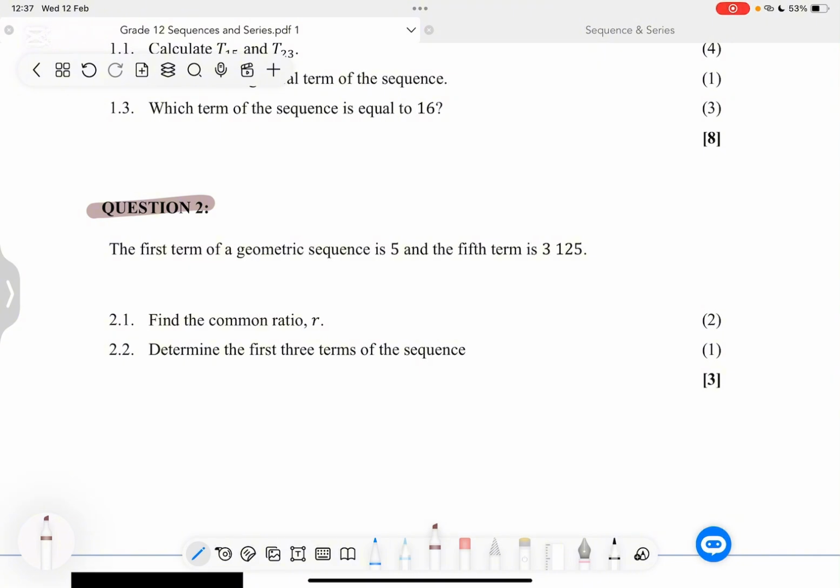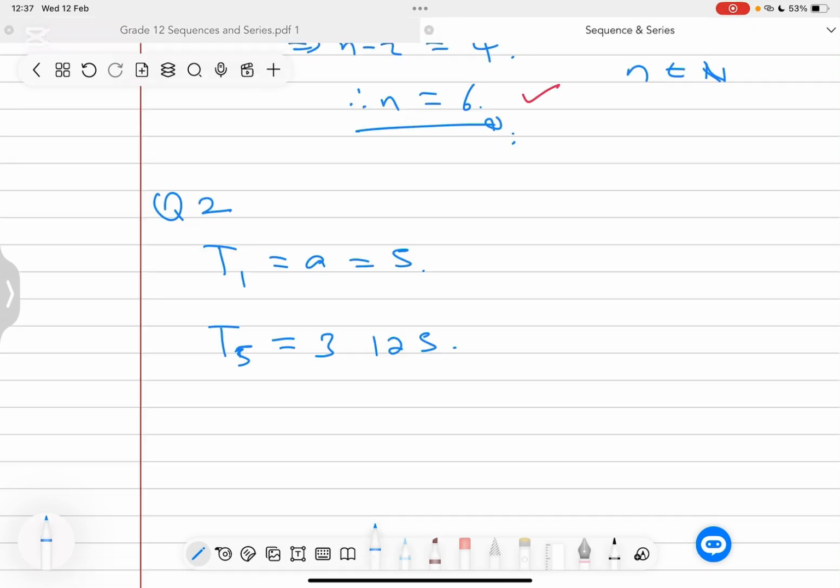Again, the structure of this question looks similar to the structure we had when we were looking at arithmetic sequences. Sometimes you are able to find the common ratio or the common difference without being given the entire sequence. To do this, we rely on the properties of the specific sequence that you're dealing with.